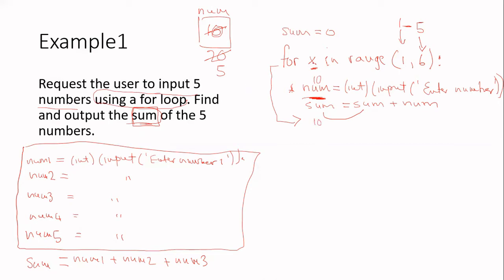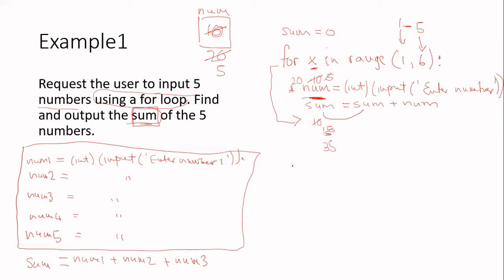It goes back up and x now becomes 2. You're going to input a second number. So this time, let's assume I input 5. Sum is currently 10 plus 5 is 15. So sum now has the value 15. I go back up. X was 1, 2, now it is 3. I input another number. Let's assume it's 20. Sum equals sum, which is currently 15, plus 20 will give me a total of 35. So you can see how the values are accumulating.